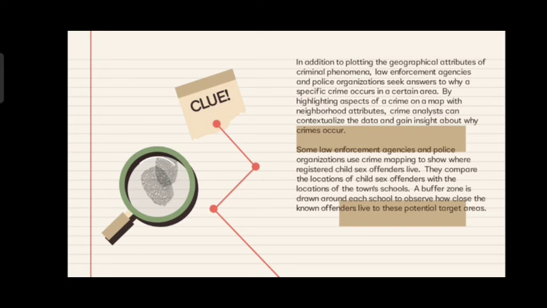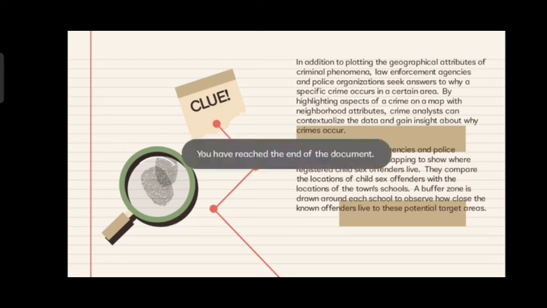Some law enforcement agencies and organizations use crime mapping to show where registered child sex offenders live. They compare the location of child sex offenders with the location of the town's schools. A buffer zone is drawn around each school to observe how close the known offenders live to these potential targets.